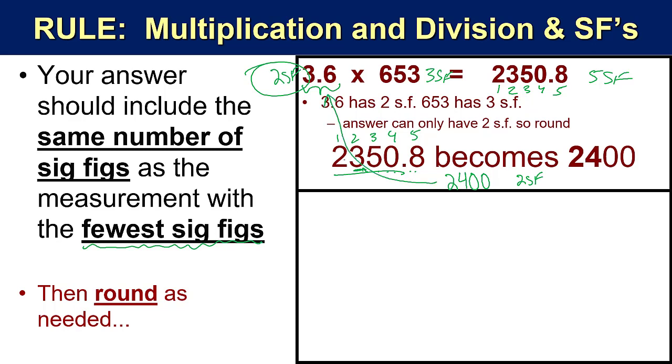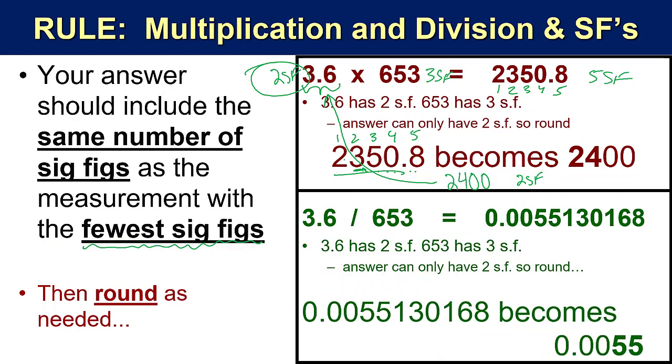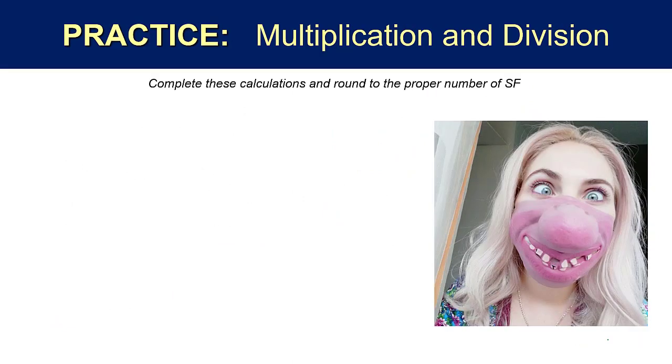What's nice about this is that's the multiplication rule, but it is also the division rule as well. So I will save you the work. If you were to take those same two numbers and do the division, we would get an answer that goes way, way out with many significant figures, but we only can have 2 because the number of significant figures that went in are 2 here and 3 here. And we can only answer to the least number of significant figures in multiplication and division. So my answer becomes 0.0055.